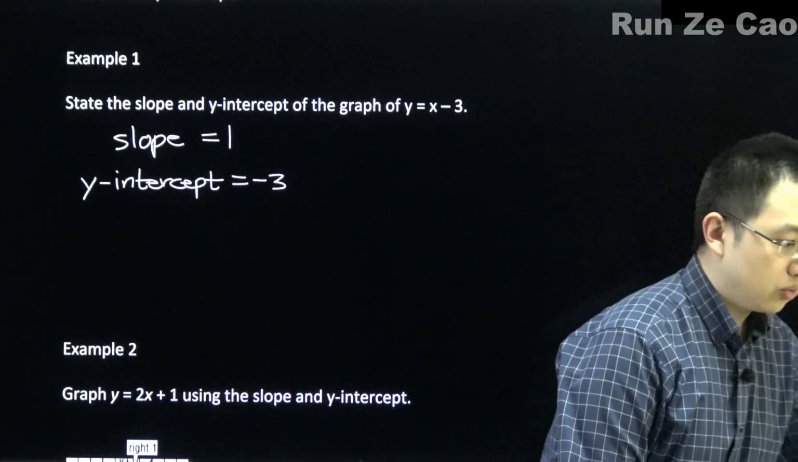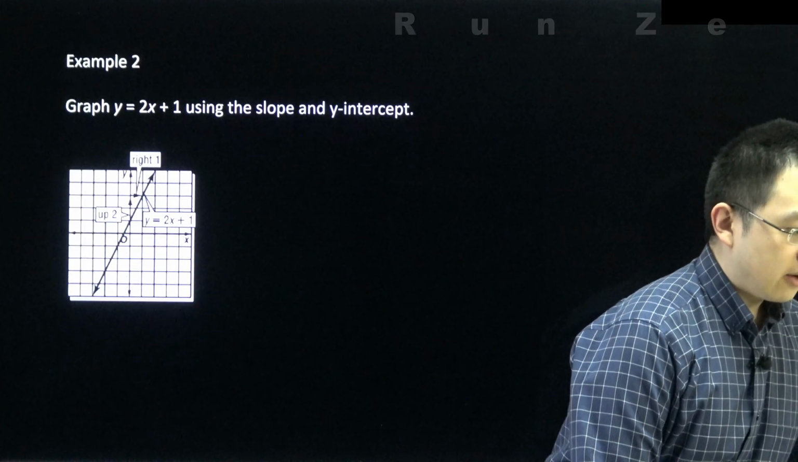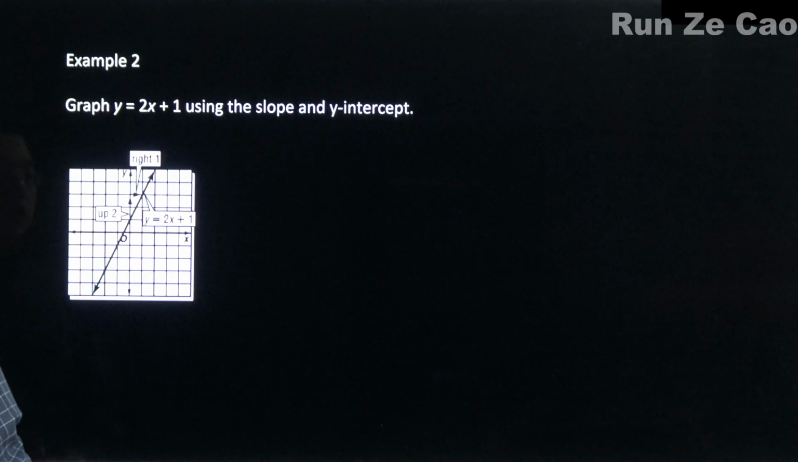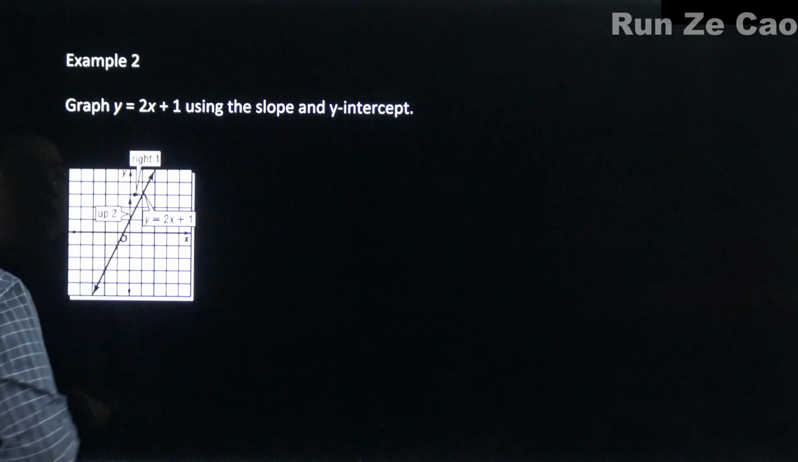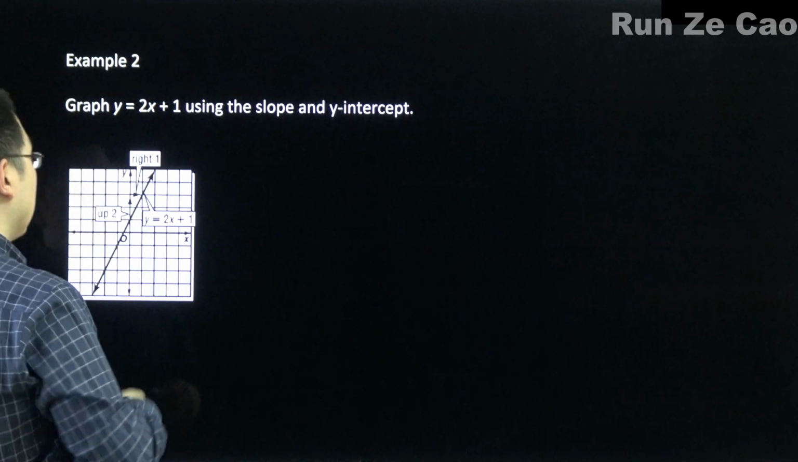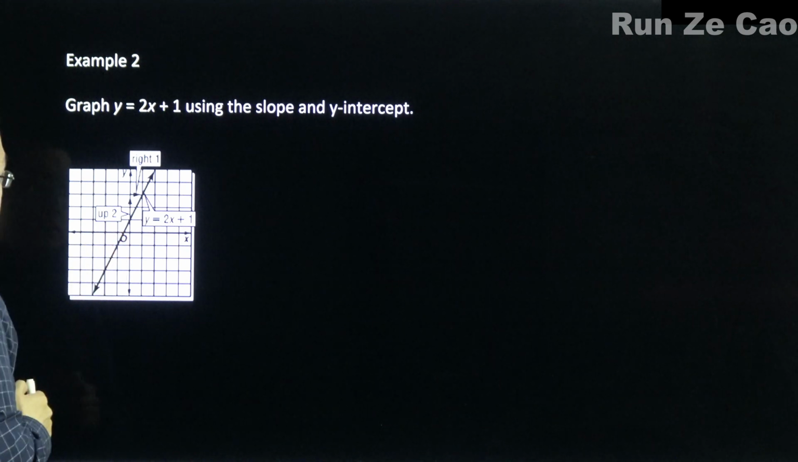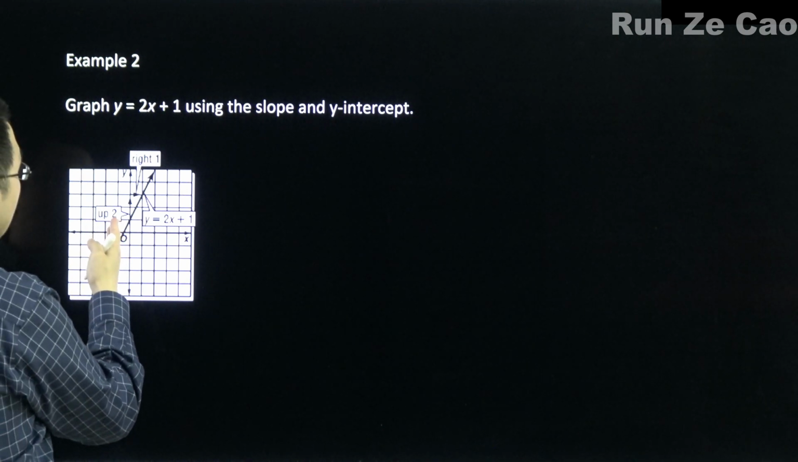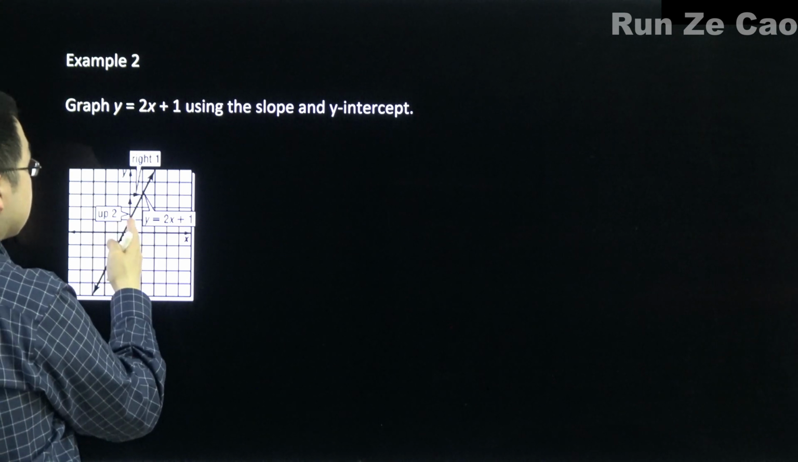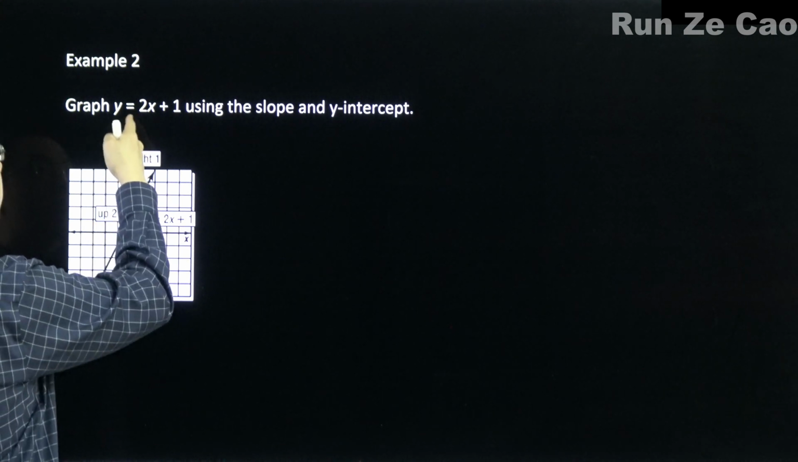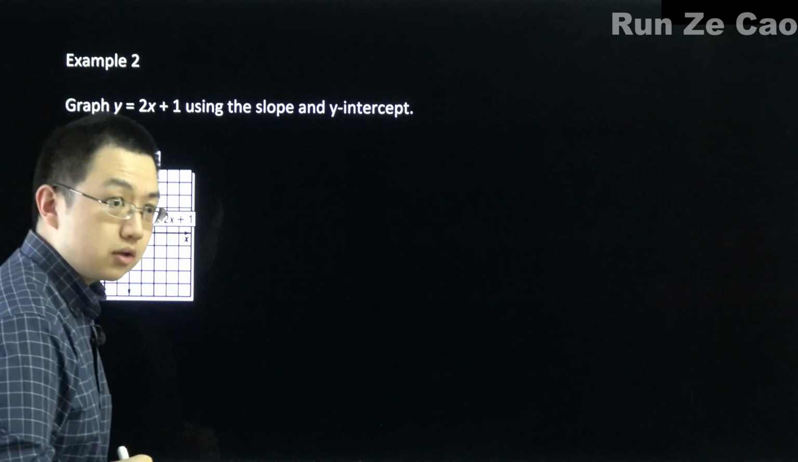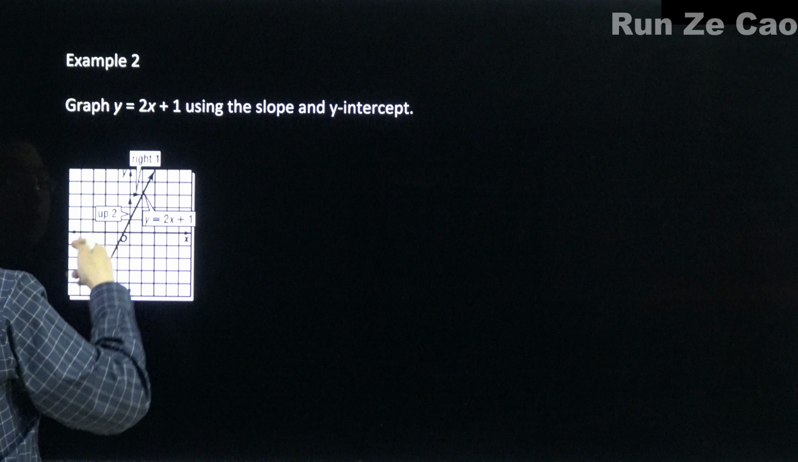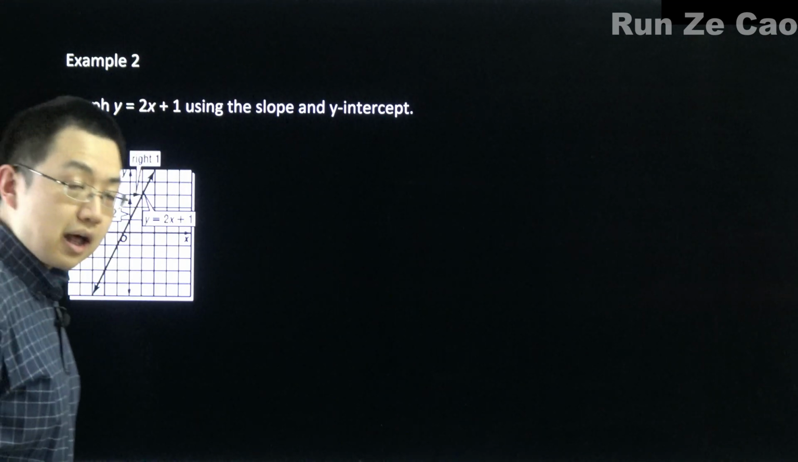Now in example 2, graph y equals 2x plus 1 using the slope and y-intercept. You would start at x equals 0 and you get y equals 1. And then you would go right 1 and go up 2 because y equals 2x. So that's the slope. And then with those 2 points, you can just draw a straight line through them.